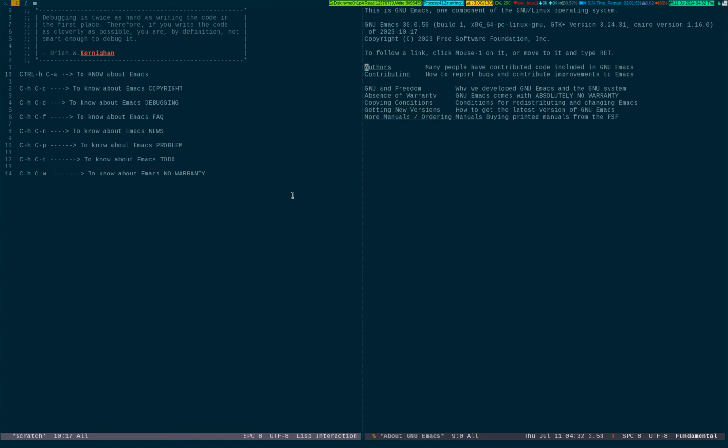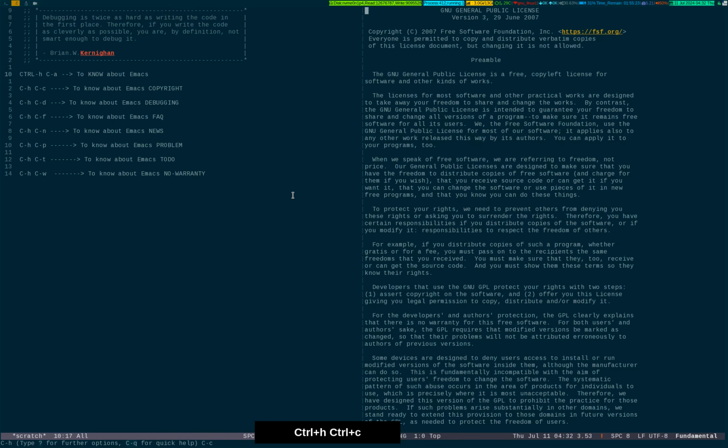Likewise, the next one is Ctrl H and Ctrl C to know about Emacs copyright. Emacs comes with copyright information, so Ctrl H and Ctrl C. See, this is the GNU General Public License version 3, and this is the copyright information.